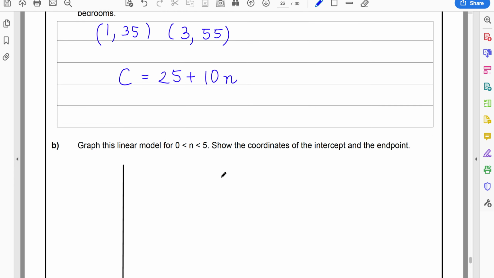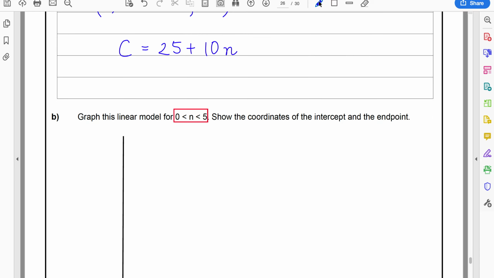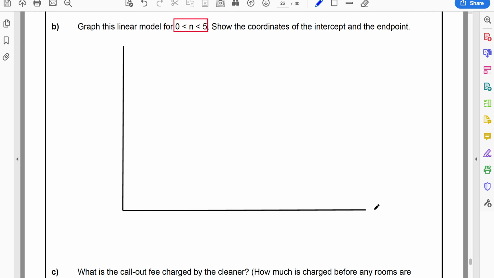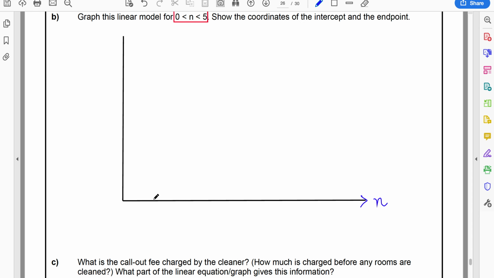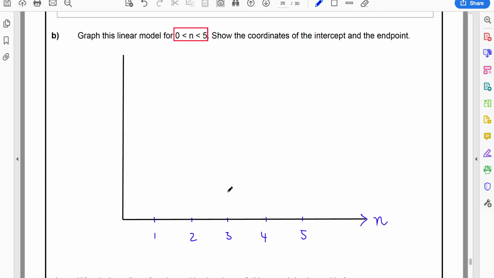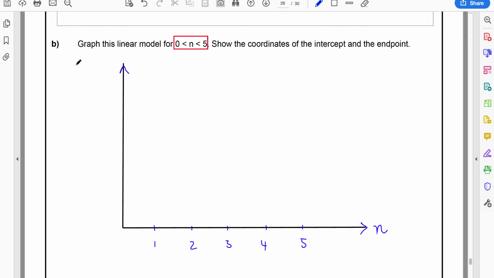Okay, now if you have a look here, we're going to do a similar thing to a previous question. We're going to graph this linear model, but this time we want a different scale. It's going to go from 0 to 5. So on this axis here, n, which was the number of bedrooms, we want to make it go up to 5. So 1, 2, 3, 4, 5. That will do. Okay, and I'll just put this on here. Charge.